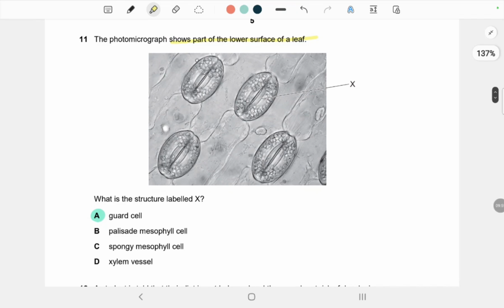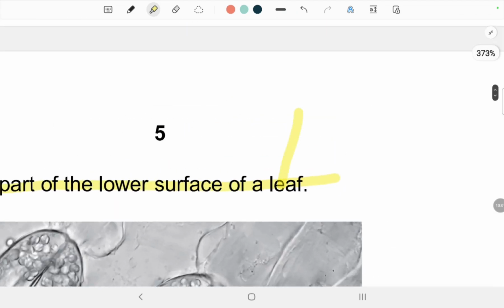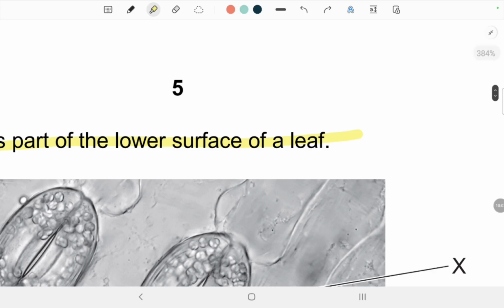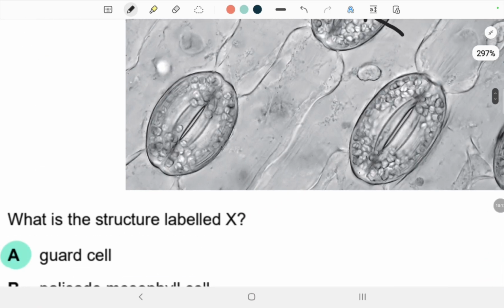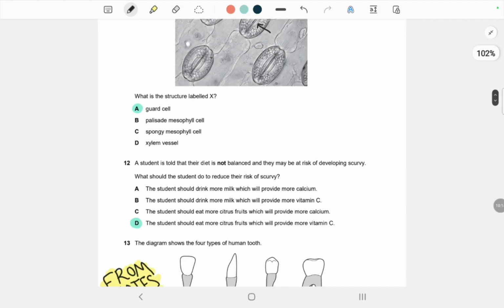What is the structure labeled X? Basically, labeled X, as you can see here in this diagram, is your guard cell. As you can see, the arrow is pointing there. Yup, right there. So this is the guard cell. So the answer is letter A.